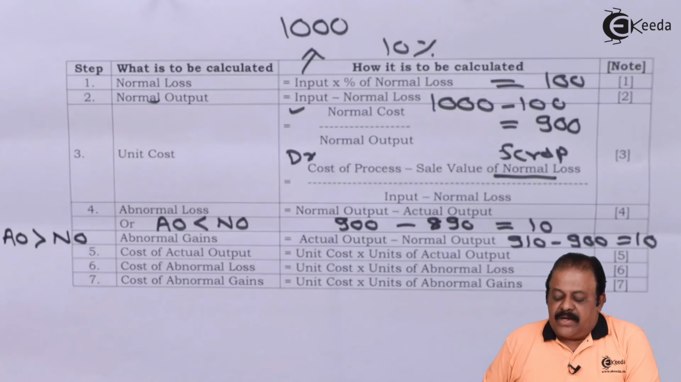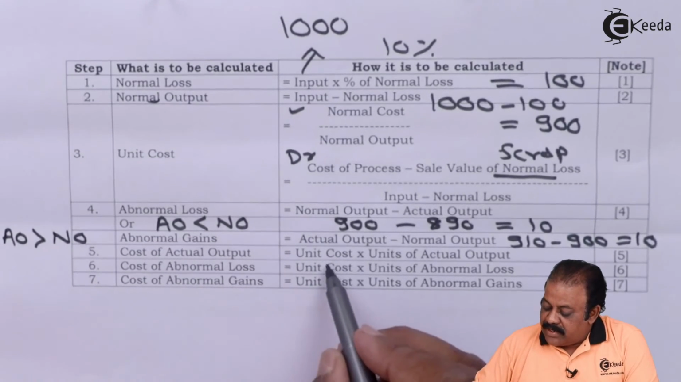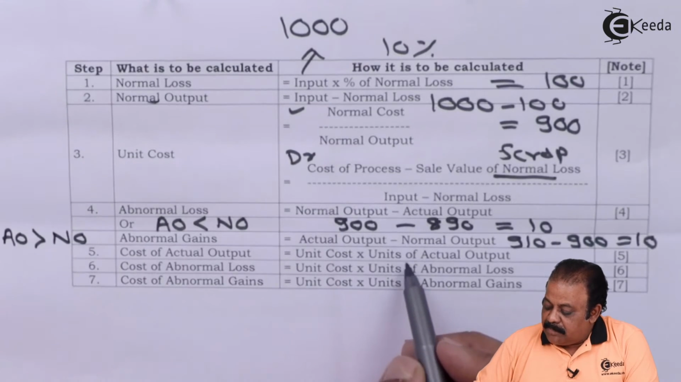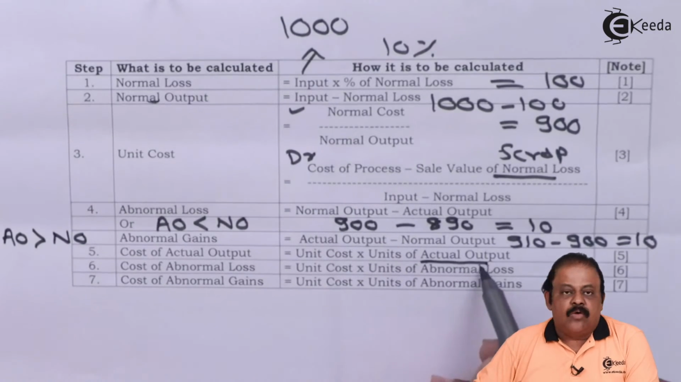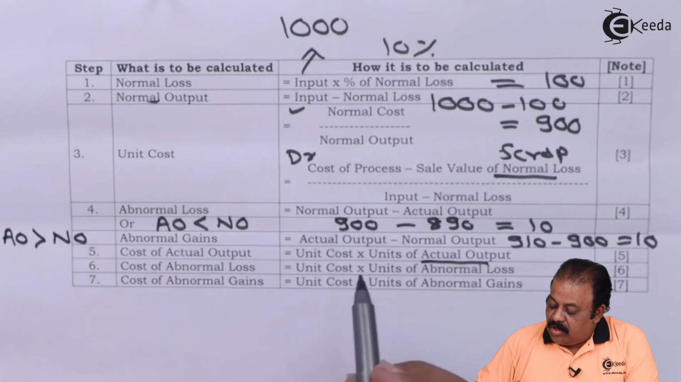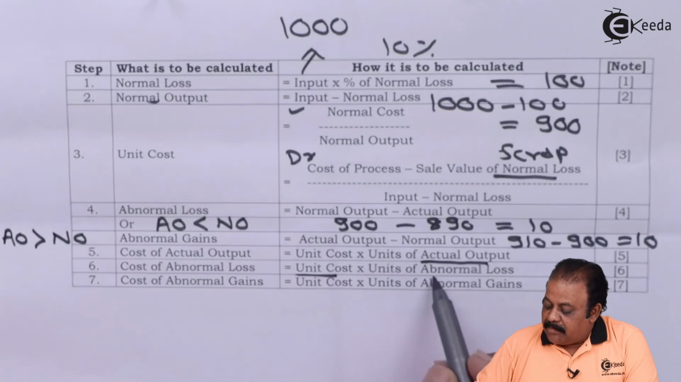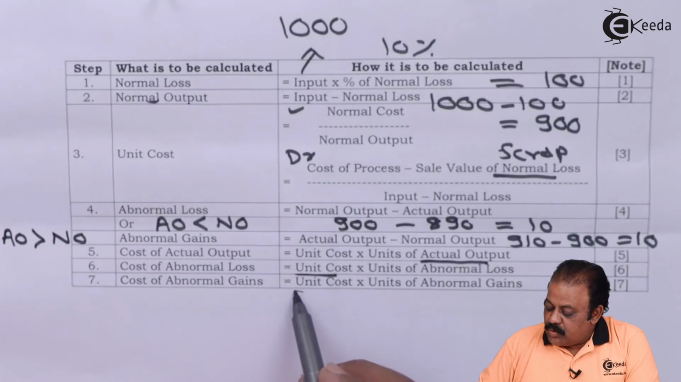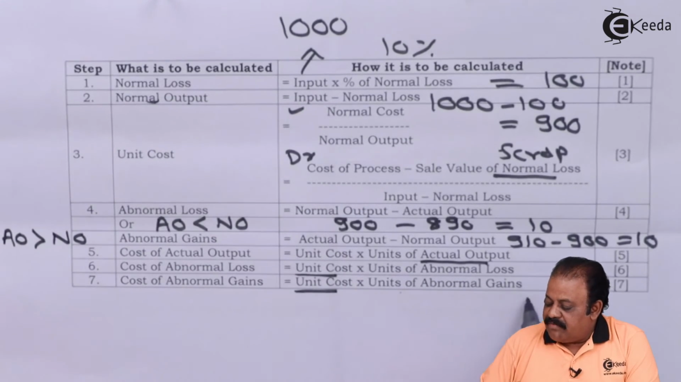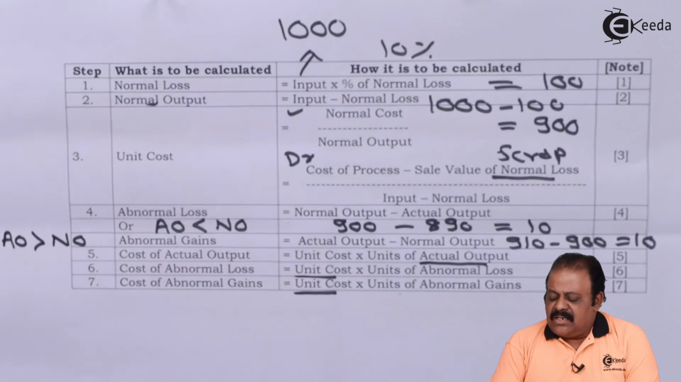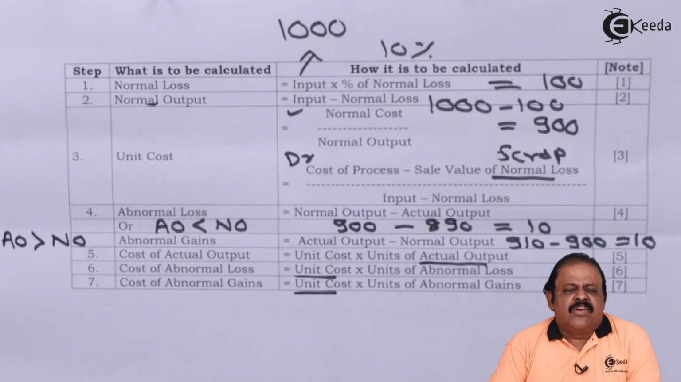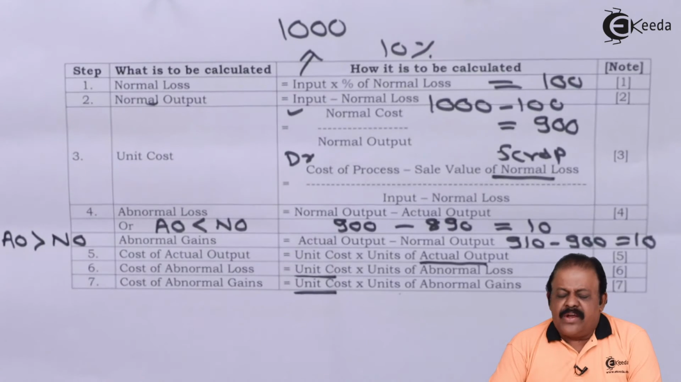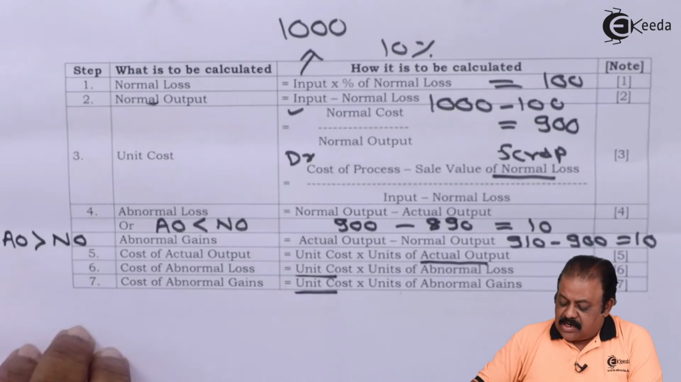If we are required to find out cost of actual output, we are required to see unit cost multiplied by units of actual output. Cost of abnormal loss, unit cost multiplied by units of abnormal loss. Cost of abnormal gain, unit cost multiplied by units of abnormal gain. These are the few formulas which will be useful while showing the answers for particular questions, apart from preparation of process cost account.